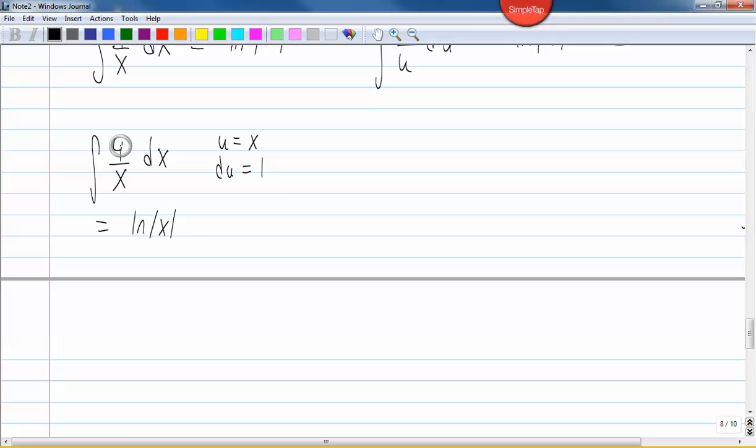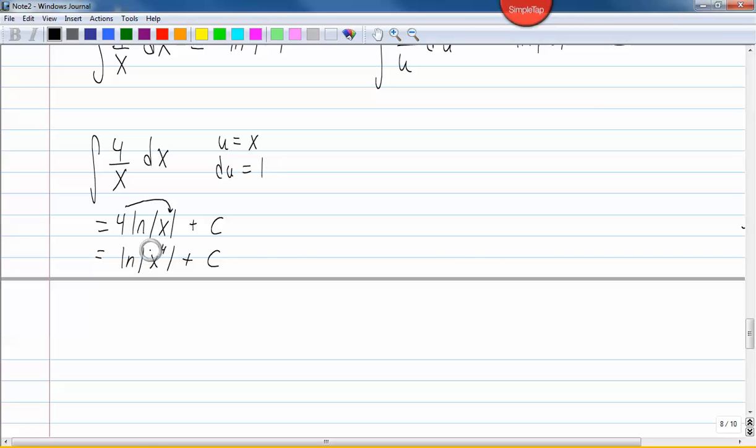What did I have here, though? This constant needs to be written in front, which can then in turn be moved where? Up there. So it can be written as an exponent. Do you have to write it as an exponent? No, you do not. But it can be written as an exponent.